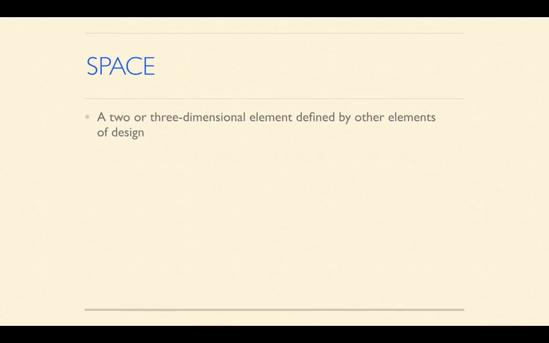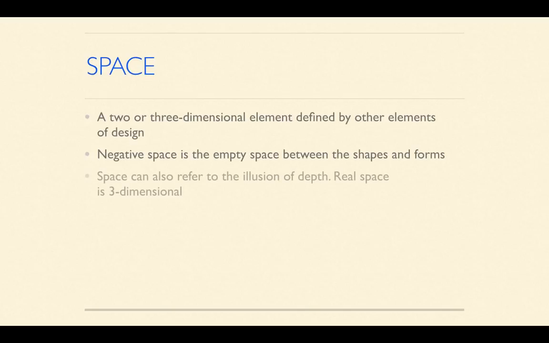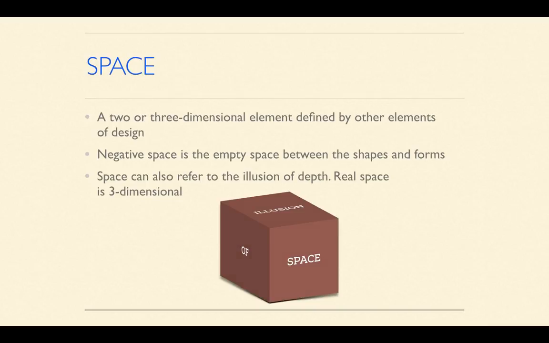So space is a two or three dimensional element defined by other elements of design. Negative space is the empty space between the shapes and forms. Space can also refer to the illusion of depth. Real space is actually three-dimensional. So this is a cube created in seconds in Illustrator. Really, really simple to do some 3D objects in there. A lot of fun to do.